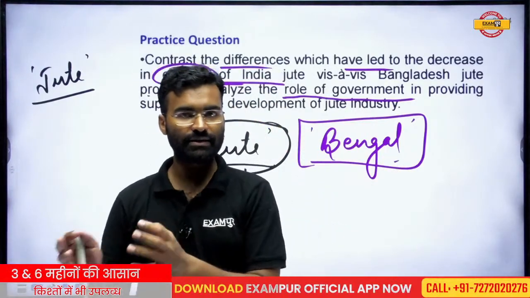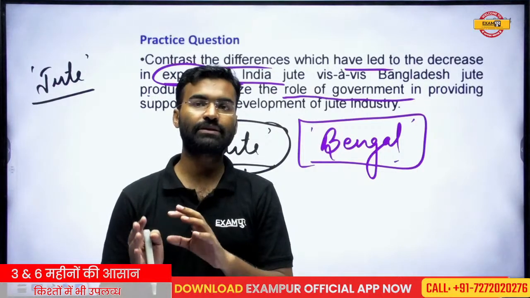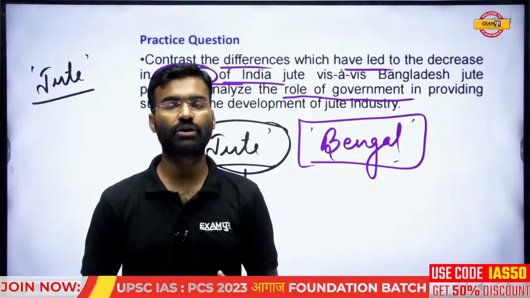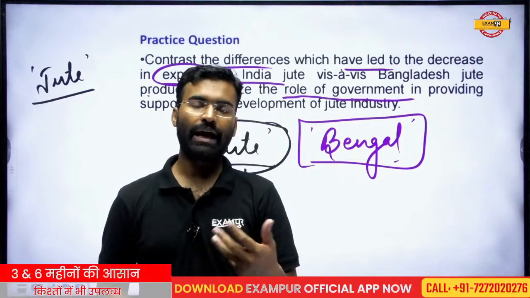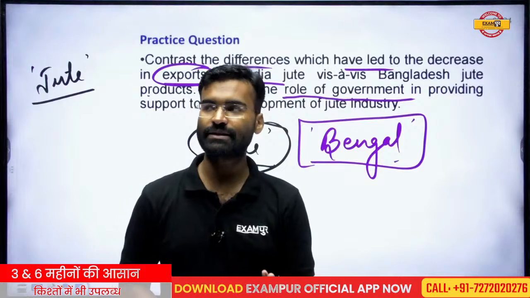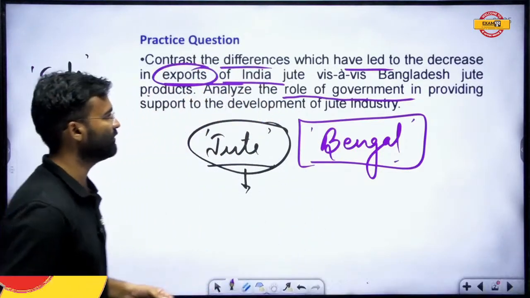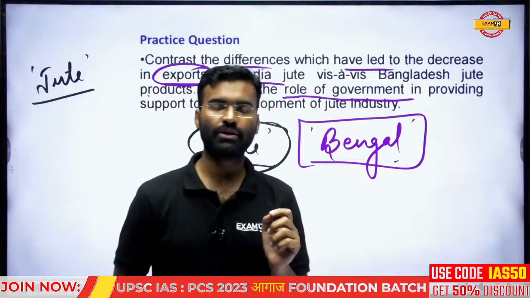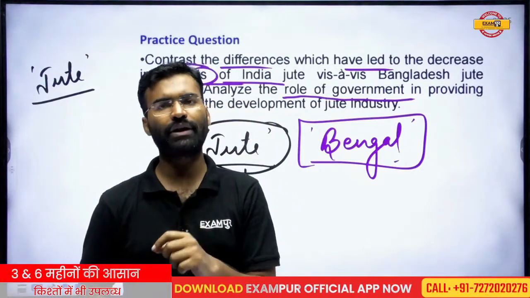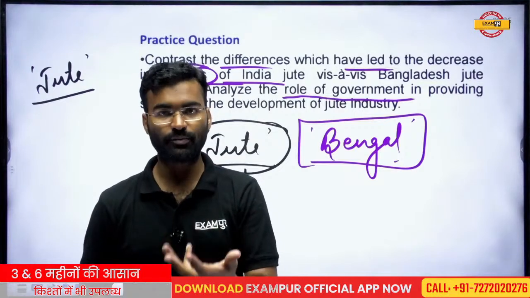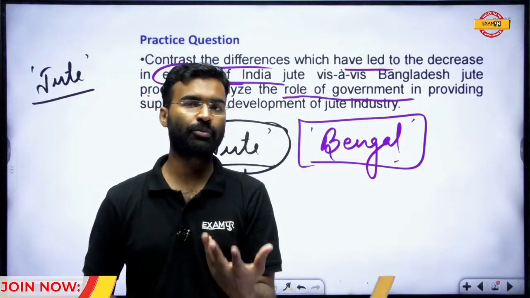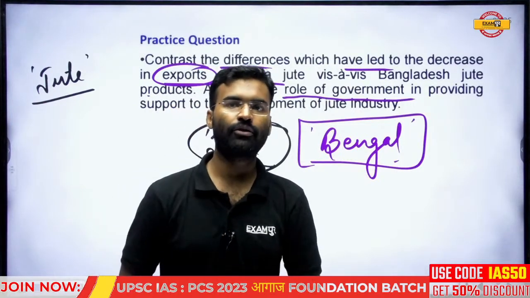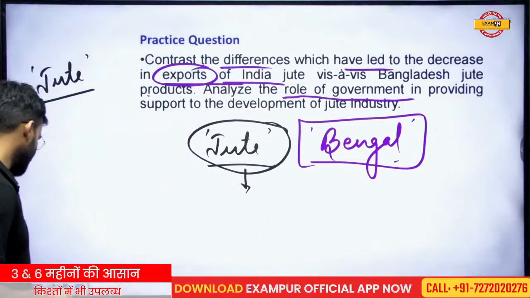The second point: you have to analyze the role of government, how the government protects an industry, or how the government has a role to improve the industry's production and help any industry flourish. The government has a major role in the production of anything, basically in export. If your production is surplus, then you are able to export to the global market. So this is your question.